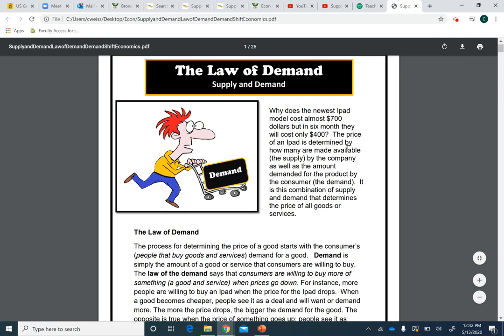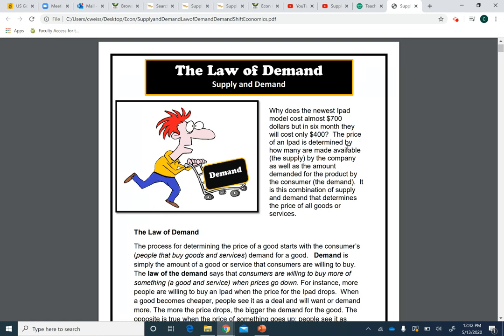Law of demand. Why does the newest iPad model cost almost $700, but when 6 months goes by, it only costs $400? The price of an iPad is determined by how many are made available by the company, as well as the amount demanded for the product by consumers. The producer is supply, the buyer is the consumer, which is demand.